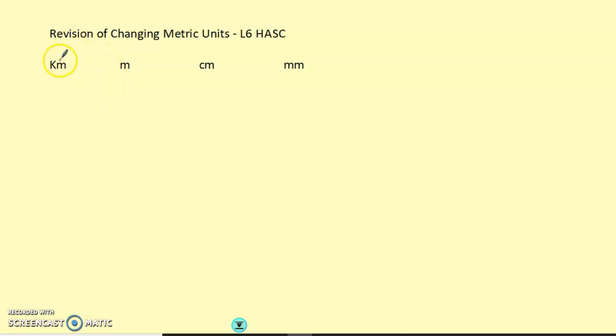If we go from kilometres to metres, there are 1,000 metres in a kilometre. So we need to times by 1,000. If we go from metres to centimetres, there are 100 centimetres in a metre. So we need to times by 100. And if we go from centimetres to millimetres, times by 10, because there are 10 millimetres in a centimetre.